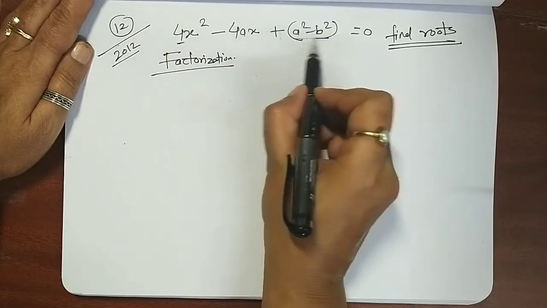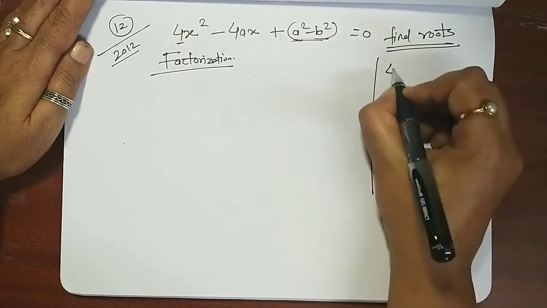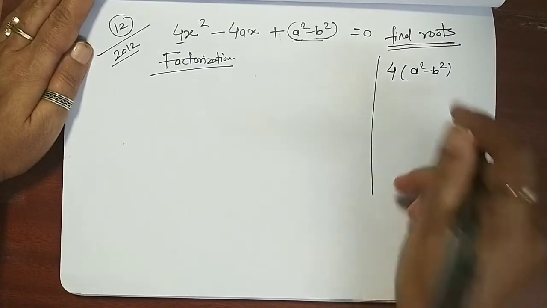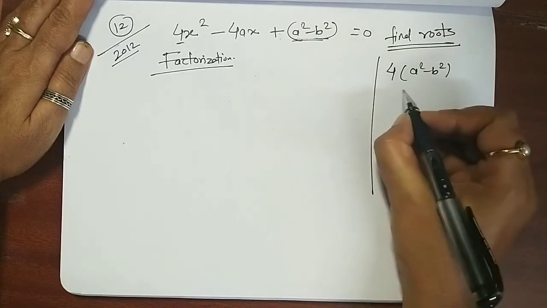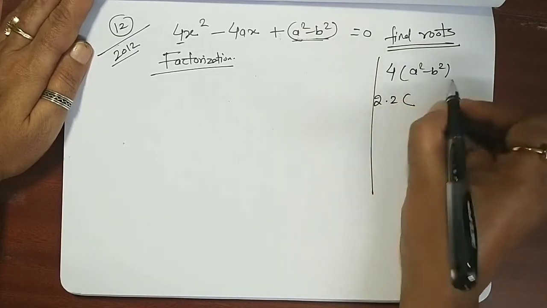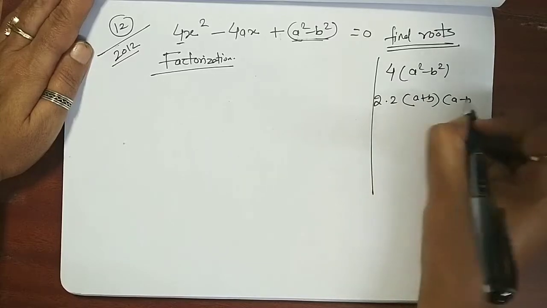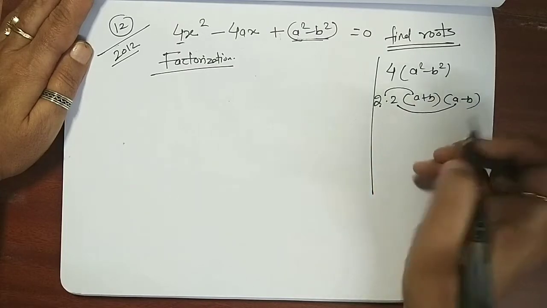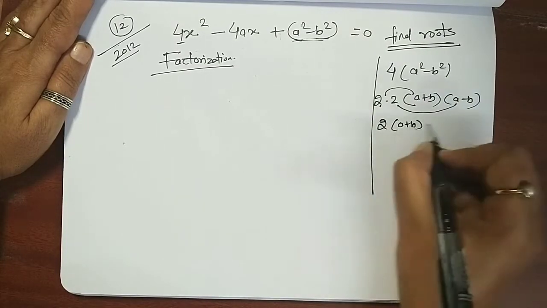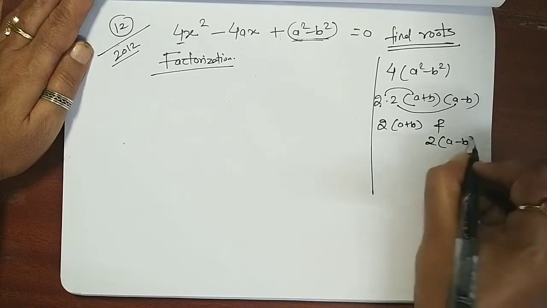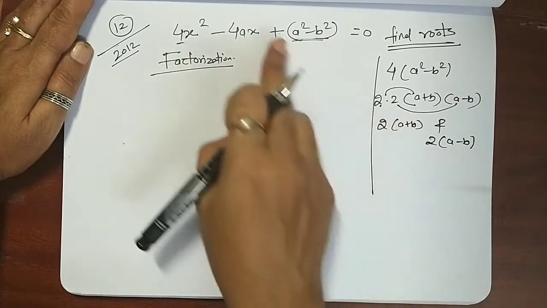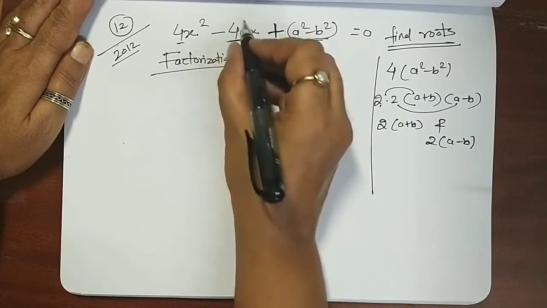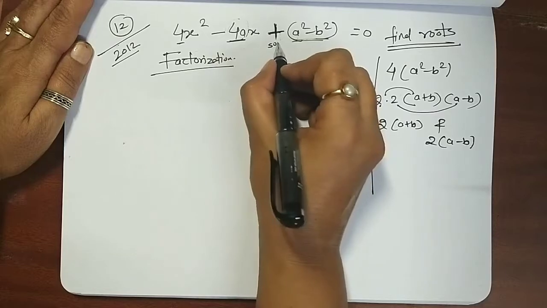In factorization we multiply first and last. So let me multiply 4 into a square minus b square. How can I factorize? 4 I can write as 2 into 2, and this I can write as a plus b, a minus b. Can I take 2 with this and 2 with this? So it will be 2a plus b, and the second factor I can take 2a minus b. Why? Because I'm trying to get the sum equal to 4a, the middle term.